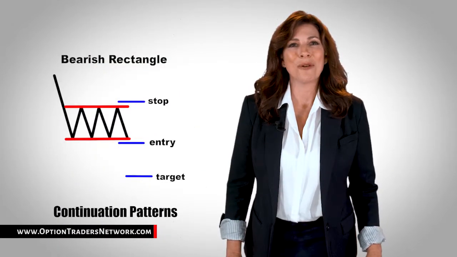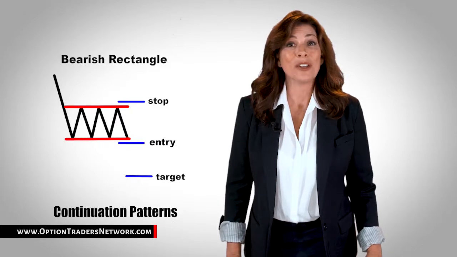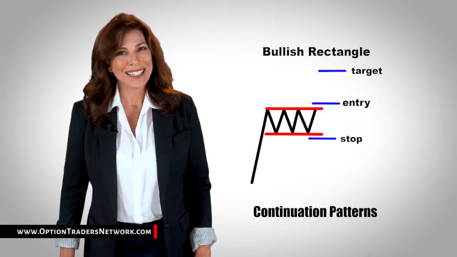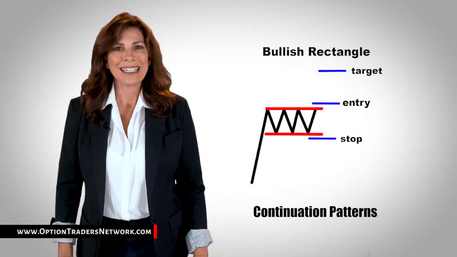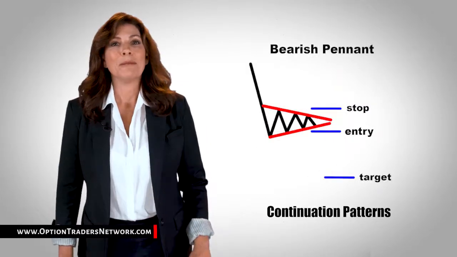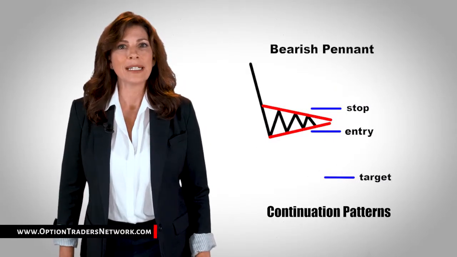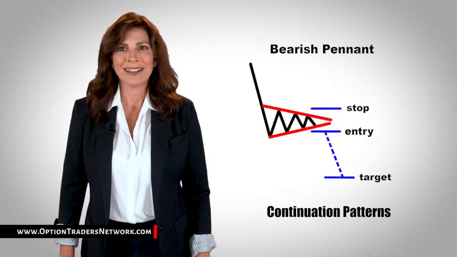Bearish rectangle forms during downtrend, continuation, down. Bullish rectangle forms during uptrend, continuation, up. Bearish pennant forms during downtrend, continuation, down.